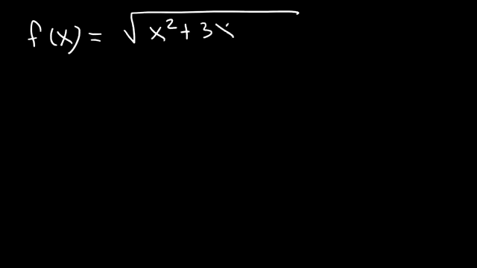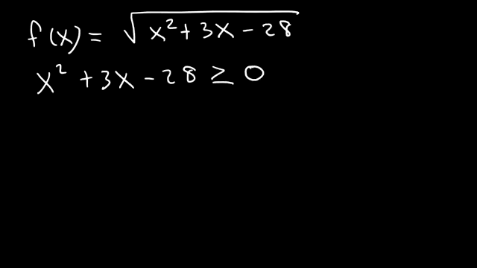Now, what about a problem that looks like this? The square root of x squared plus 3x minus 28. How can we find the domain of this function? So just like before, we're going to set the inside of the square root function equal to or greater than 0. Now we need to factor.